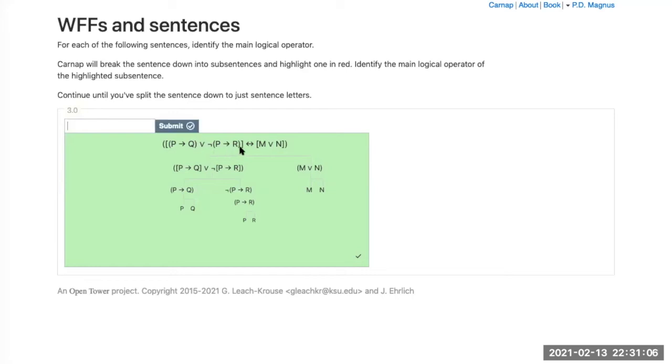So at the big picture level, this first sentence was a biconditional. It was an if and only if. The right-hand side was a disjunction, M or N. The left-hand side was also a disjunction, where the disjuncts were complicated things, P arrow Q, not P arrow R. But it was a disjunction there on the left-hand side. And then that broke down into other pieces. So starting at the top, you recognize the main logical operator, and as you do that repeatedly, you eventually get down to the sentence letters.